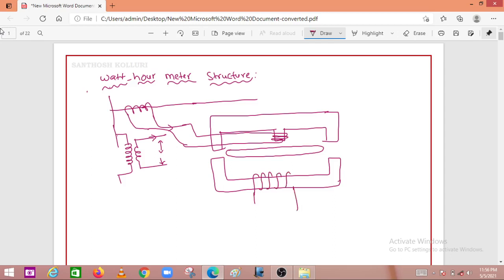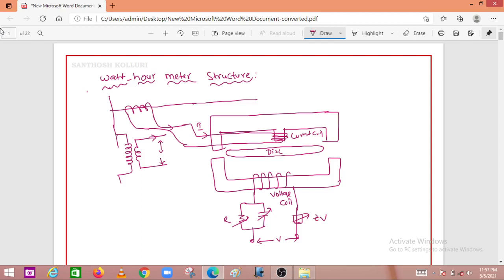By using the phase shifting network. This phase shifting network is used for adjustment of the power angle. This is V, this is the voltage coil, and this is the current coil, and this is a disc. This is the current flowing through this, right? And there exists an impedance of the voltage coil ZV here, right?